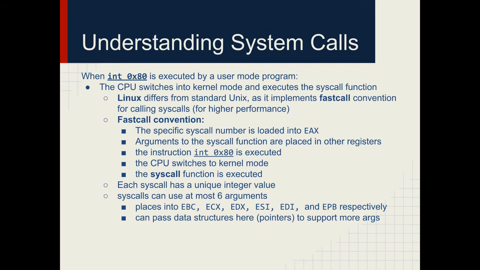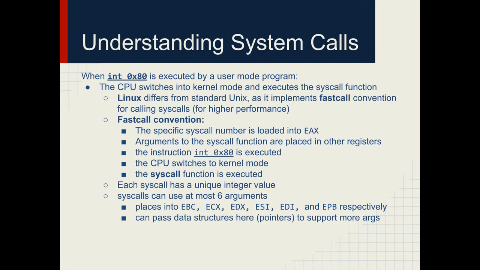And effectively, the specific system call is loaded into the EAX register. Instead of being put on the stack as an argument, it's loaded into the register. And then the rest of the arguments are placed into EBX, ECX, EDX, etc. If you pass enough arguments, they will start being put on the stack. And then the instruction int 0x80 is executed. The CPU then will switch to kernel mode, and the syscall function will then begin executing.